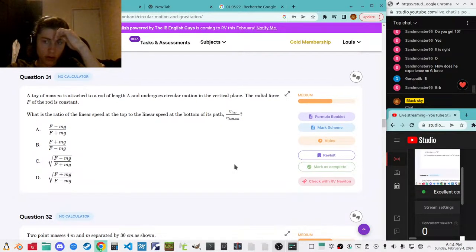A toy of mass m is attached to a rod of length L and undergoes circular motion in the vertical plane. The radial force F of the rod is constant. What is the ratio of linear speed at the top to the linear speed at the bottom of its path?